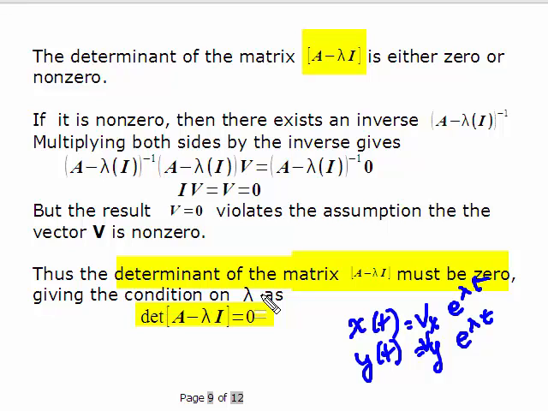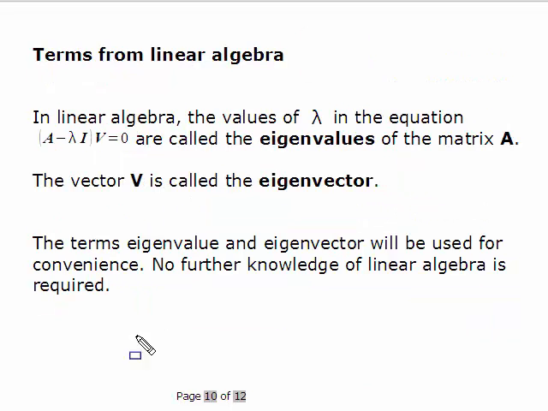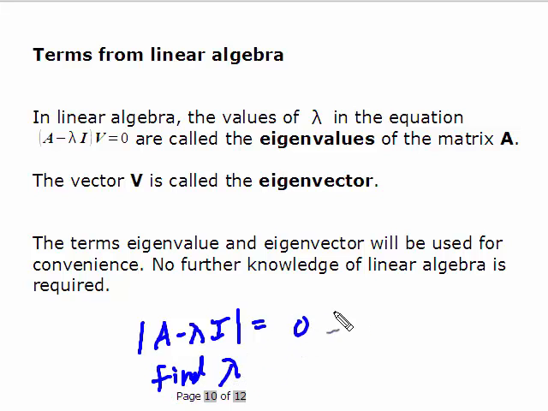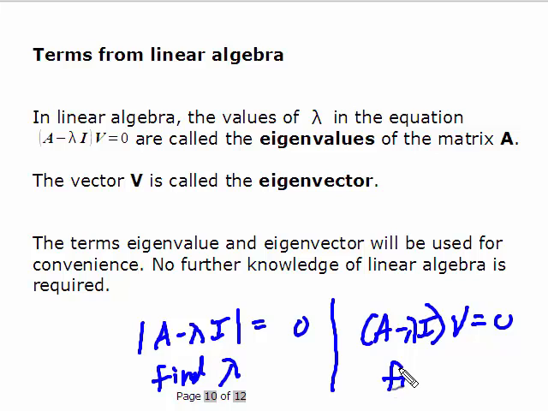So what this means is that we have to find values of lambda for which the determinant of A minus lambda I is 0. This is the equation that we use to find the values for the exponent in the time dependent part of the solution. After we find the values of lambda that satisfy this equation, so we take the determinant of A minus lambda I equal to 0, and we find these, then we can go back and find V. That's how we do it.